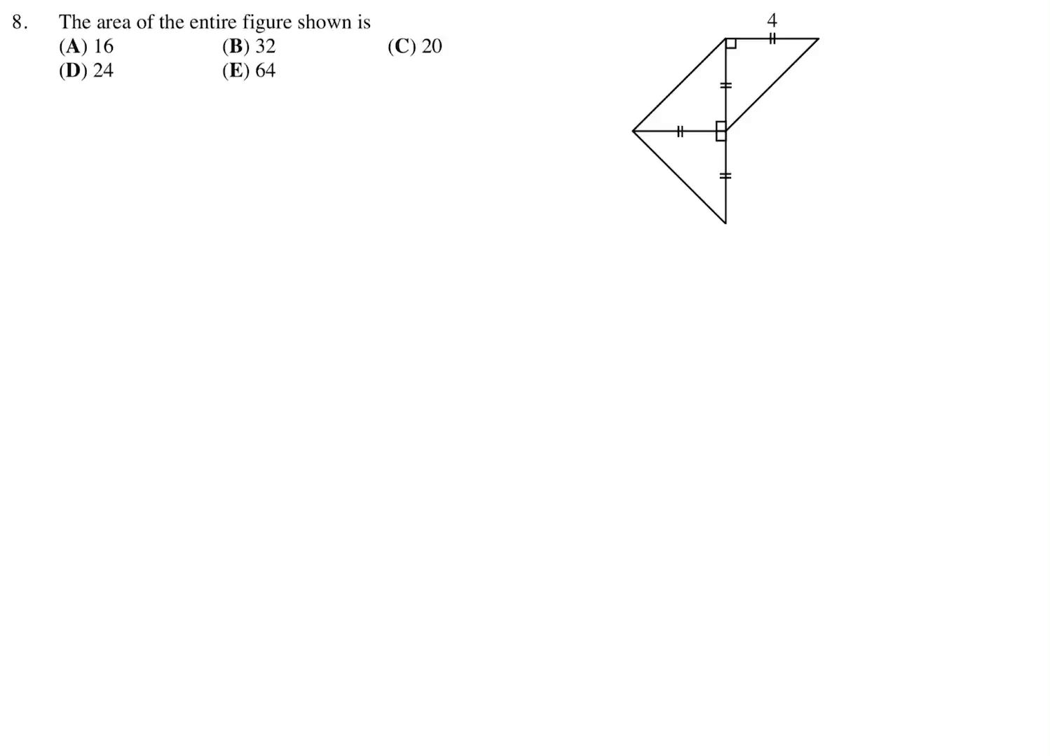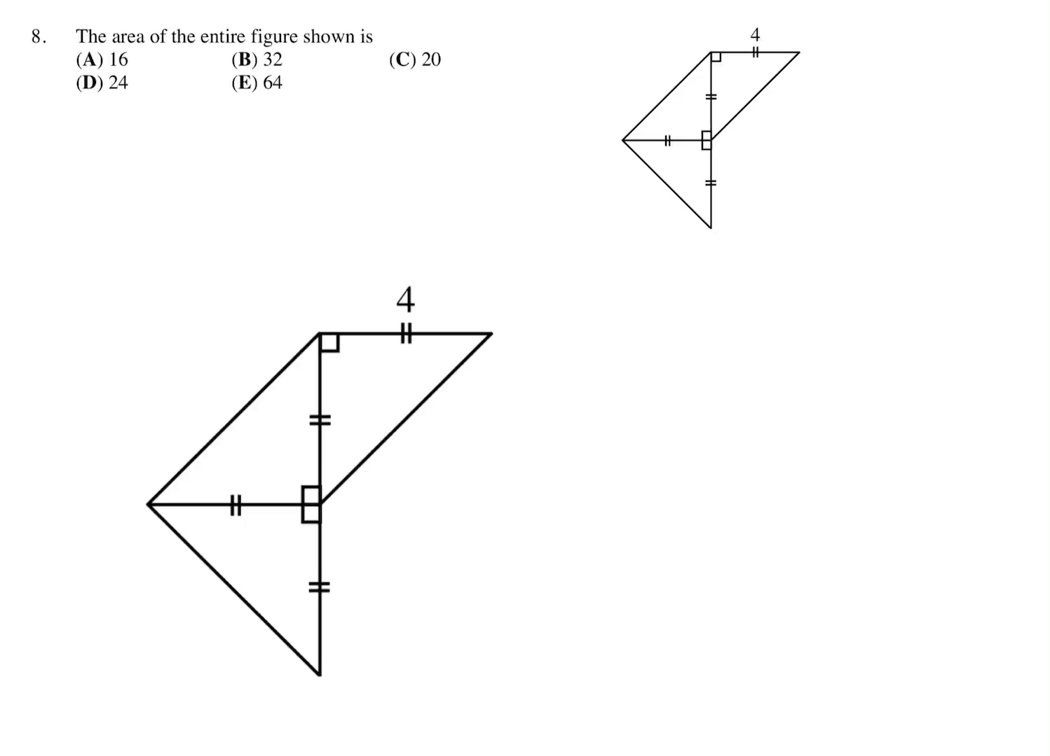The area of the entire figure shown is, all right. So again, we've got these double lines, and what do those mean? They mean that those are all equal. So if this is 4, then that means that this is 4. And similarly, that is 4 and that is 4. So how do you figure out the area of a triangle? It's 1/2 base times height.